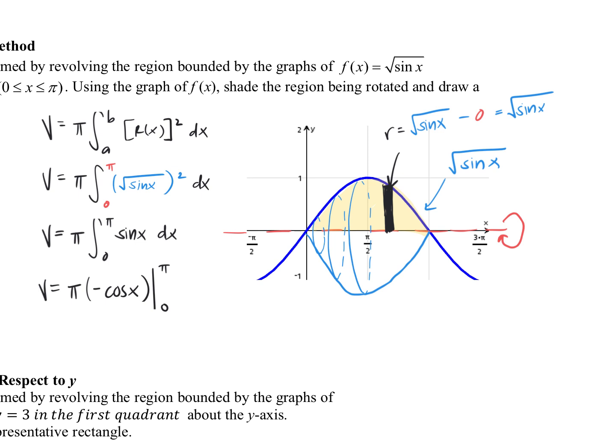Okay. I'm going to go ahead and take the negative pi out front, and I'm just going to evaluate cosine at pi and at 0, so that way I don't make a silly mistake with my negative. So I've got cosine of pi minus cosine of 0.